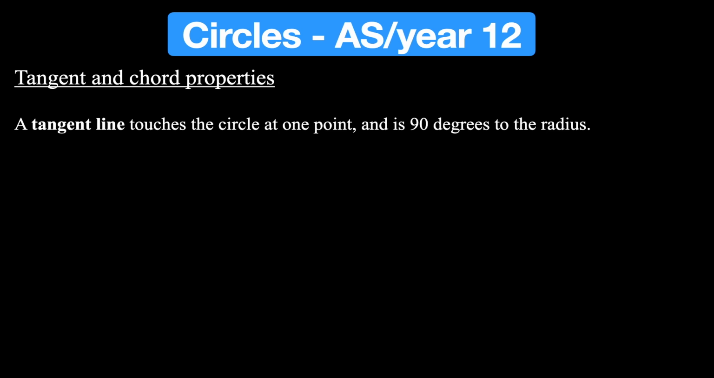In this video, we're going to look at the tangent and chord properties of circles and solve some example problems involving those. Firstly, the tangent. As we know, a tangent line touches the circle at one point and is 90 degrees to the radius.